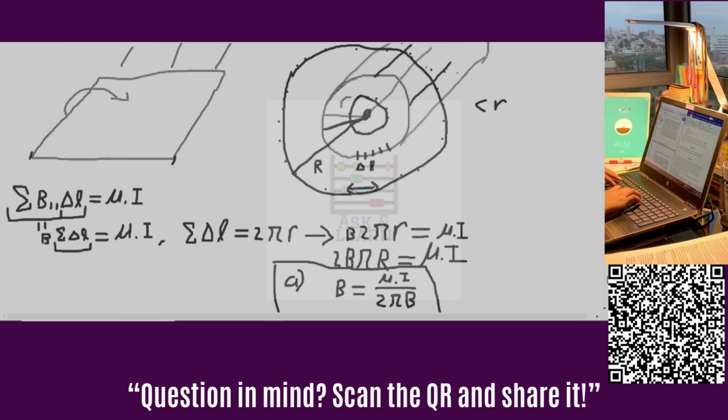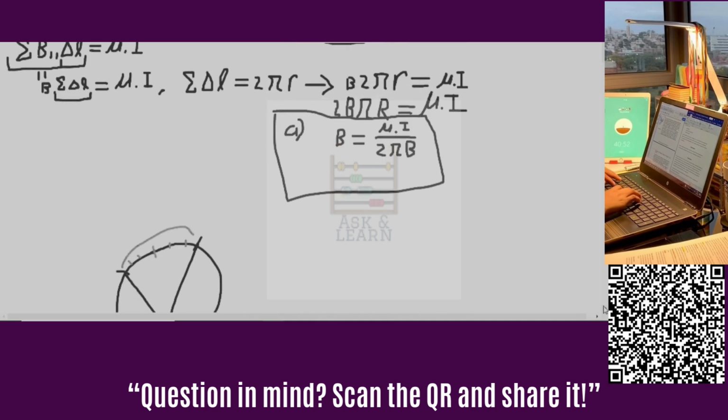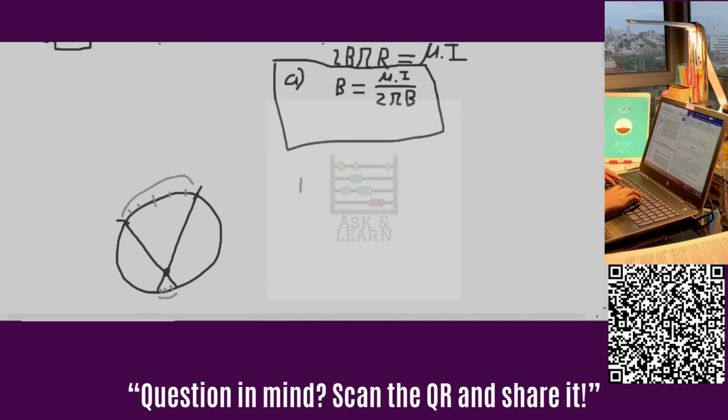So for part B, we have that I equals 0. No current is enclosed by the Amperian loop. Therefore, B equals 0. And that will solve it for you.